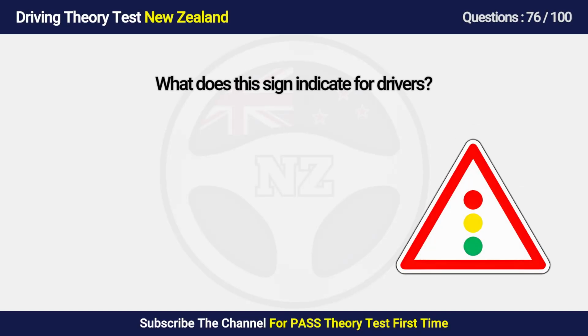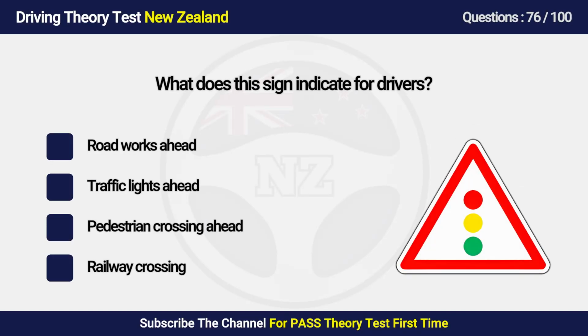Question 76. What does this sign indicate for drivers? A. Road works ahead. B. Traffic lights ahead. C. Pedestrian crossing ahead. D. Railway crossing.